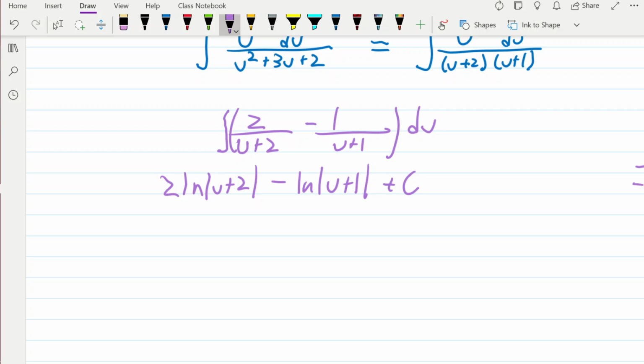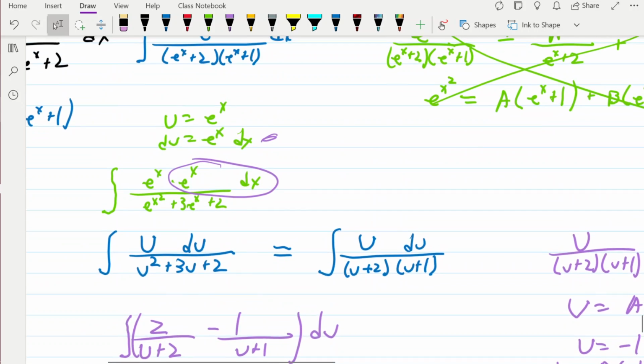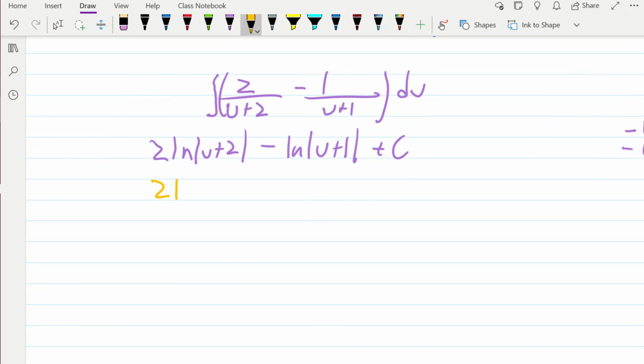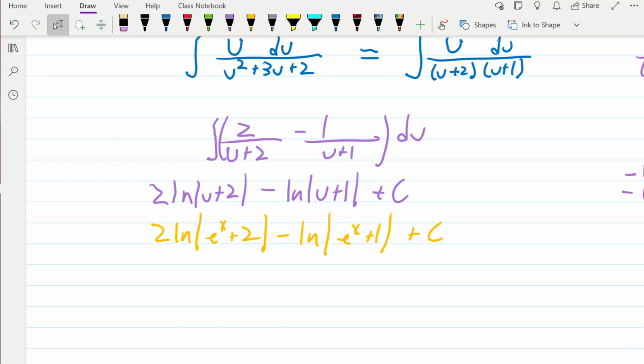Oh, and we need to substitute back in for u. So let's see, what did our u equal again? e to the x. So this is going to be 2 ln of e to the x plus 2 minus ln of e to the x plus 1 plus c. And I am getting an inconsistency with the book. Oh no, okay, never mind.